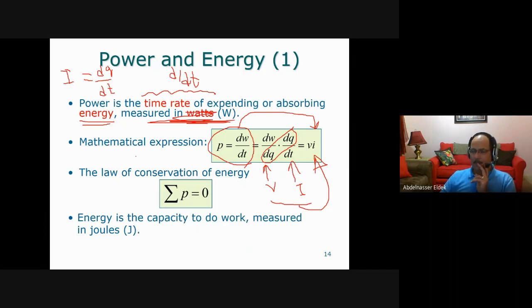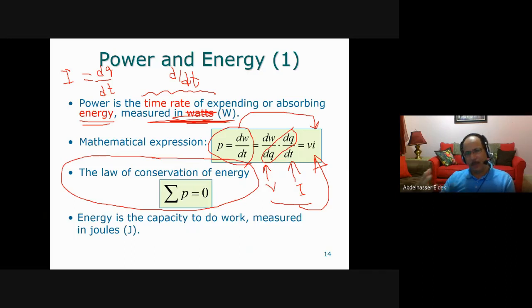Okay. This is watts. And in any circuit, when you add all the powers, it will be 0. That's normal because you always generate power and you have the elements that absorb this power. So when you add all the powers, the generated power is positive and the absorbed power is negative. When you add them, they must be 0.